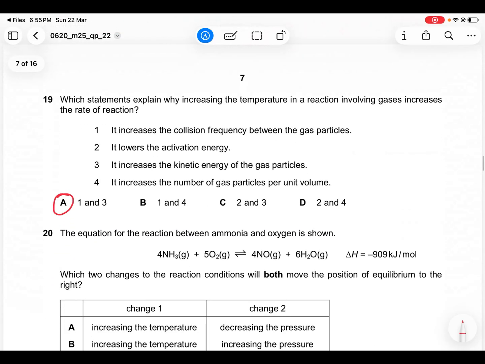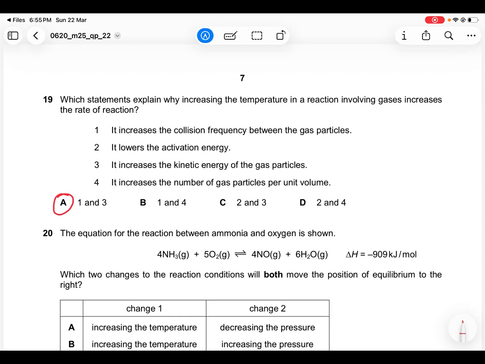Which statements explain why increasing the temperature in a reaction involving gases increases the rate of reaction? It increases the collision frequency between the gas particles, which is very simple, that whenever we increase temperature, the kinetic energy of the particle increases, and hence the collision is also going to increase.